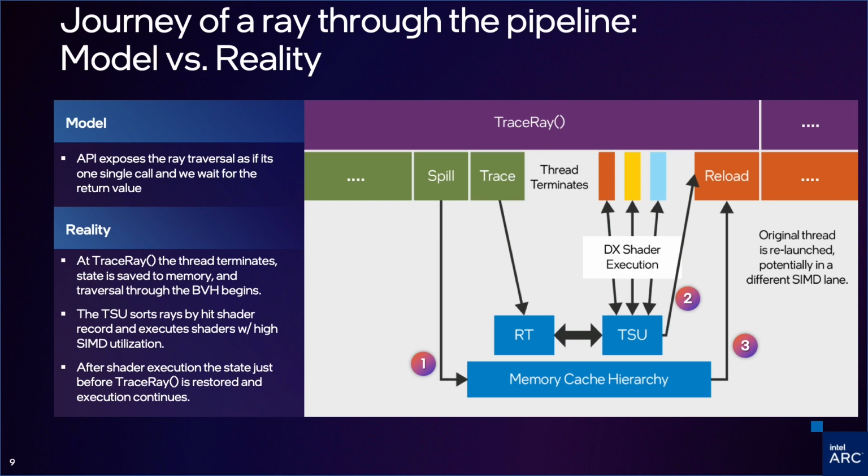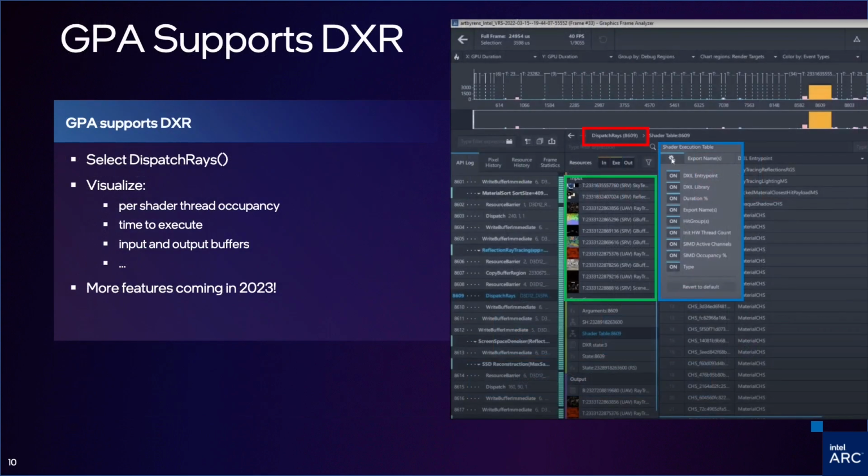So you can see there's a lot of memory interaction here, as well as the hardware units engaging at that trace ray call. So there's a lot more happening here than what it looks like when it just looks like an API call to us. One final point I want to make is we now have support in GPA for DXR. You can effectively select a dispatch rays call and visualize a number of components. There are additional features coming online for ray tracing in the future.